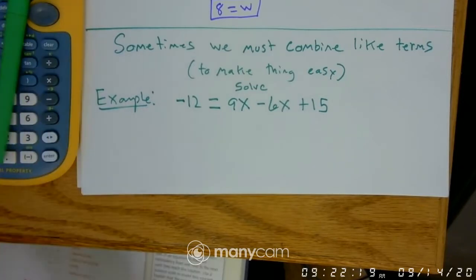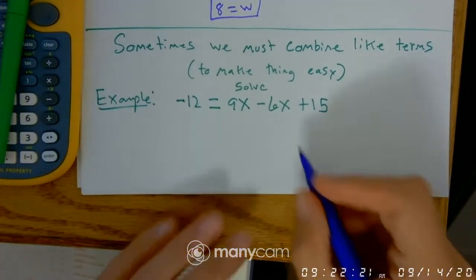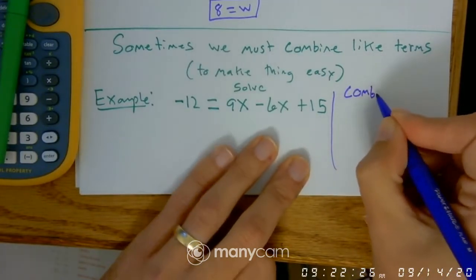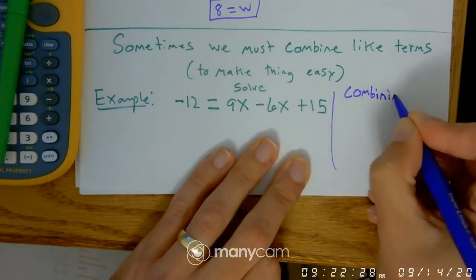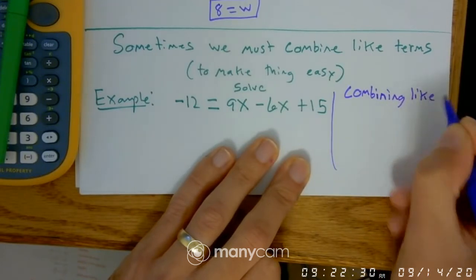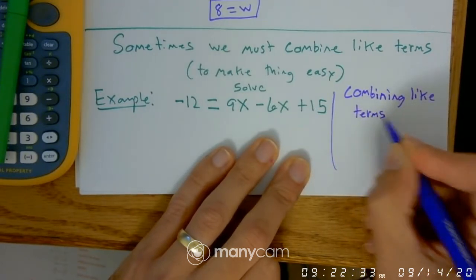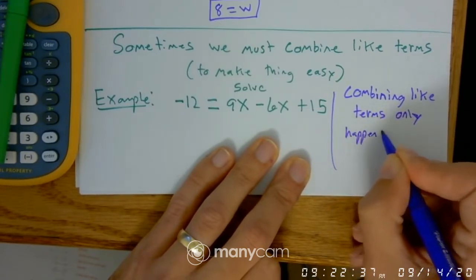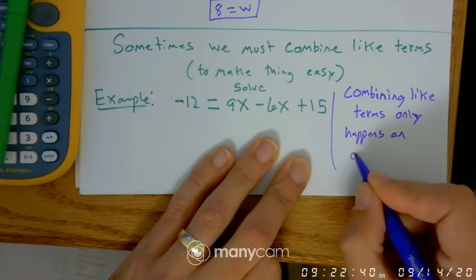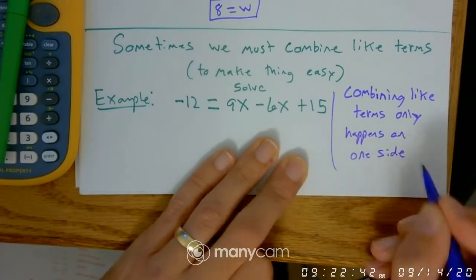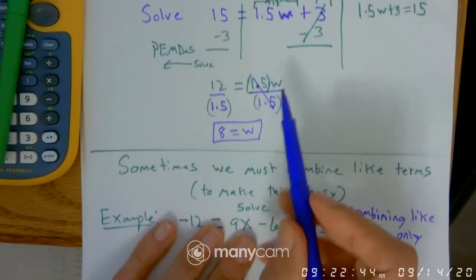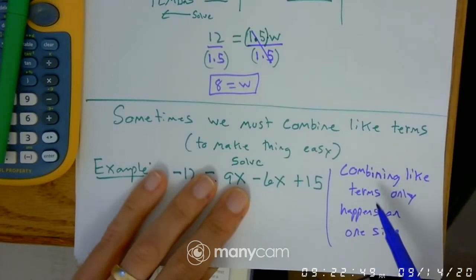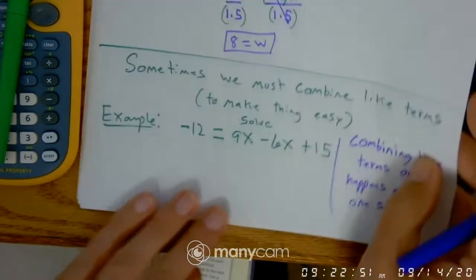So combining like terms only happens on one side. You guys see how that's different than what we did here? Here, I did the same thing to both sides, whereas combining like terms only happens on one side.